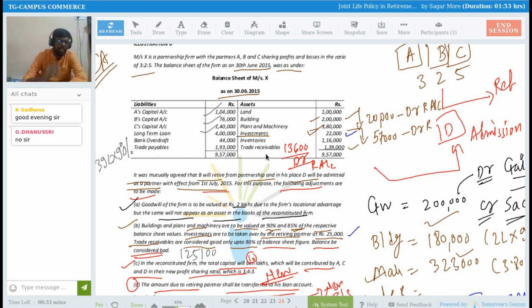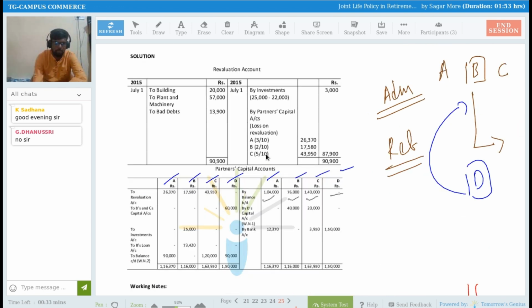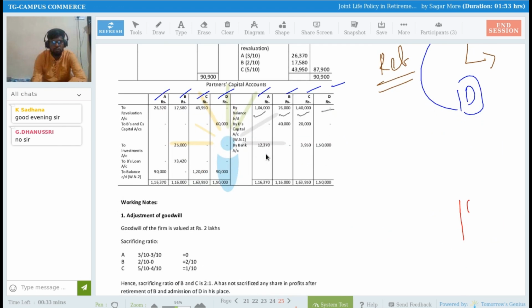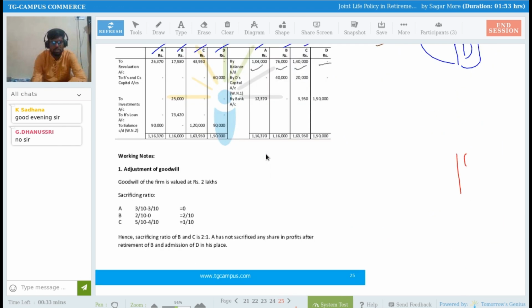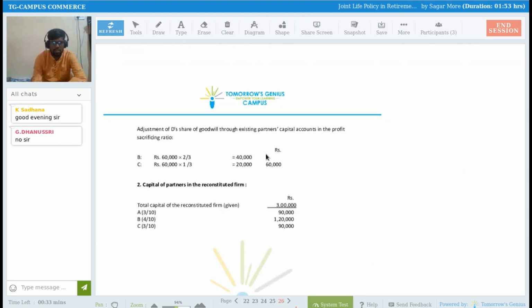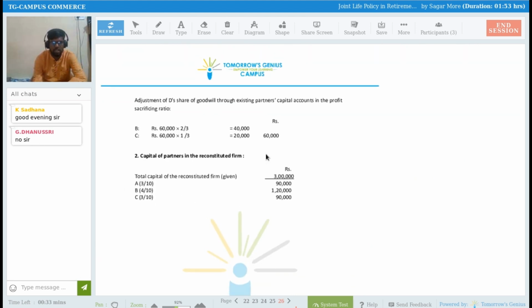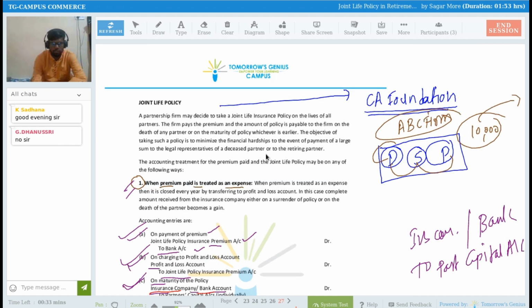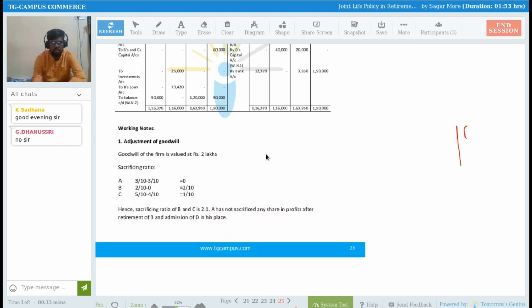After that, we have to check whether any accumulated profits, reserves or losses are given. On the liability side, there is no profit and loss account. On the asset side, there is no profit and loss account. So there is no profit and loss involved, right? Now, the most important adjustment is the goodwill adjustment. For completing that, you have to prepare one very important working note, and find out who are the sacrificing partners and who are the gaining partners. So how to find that out?